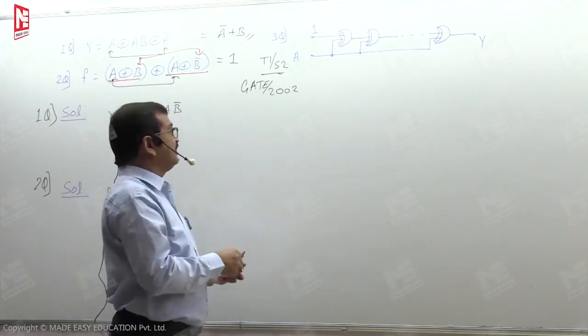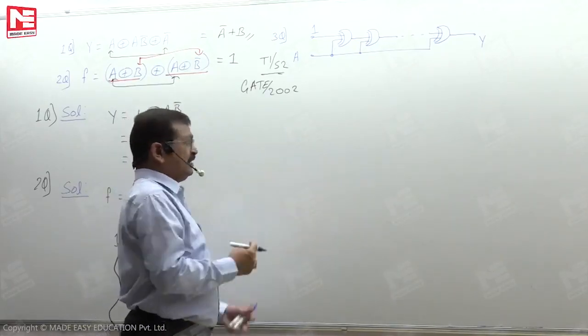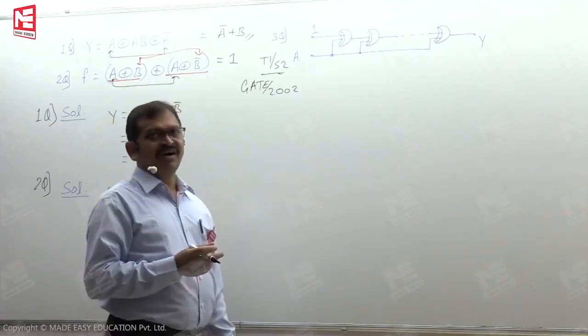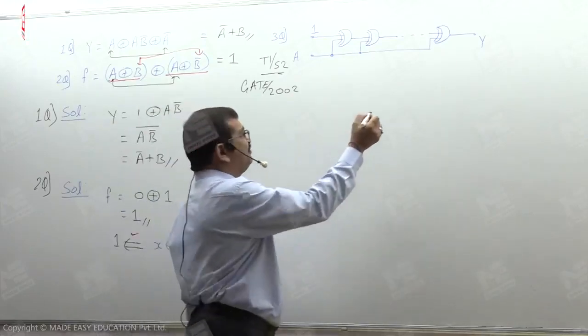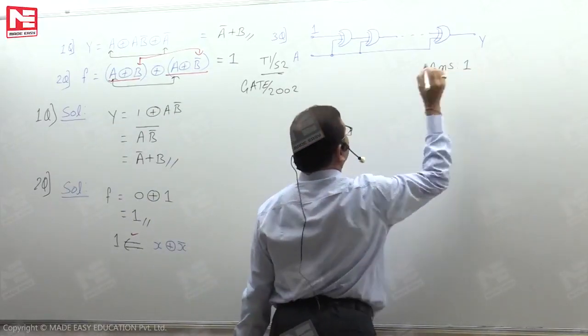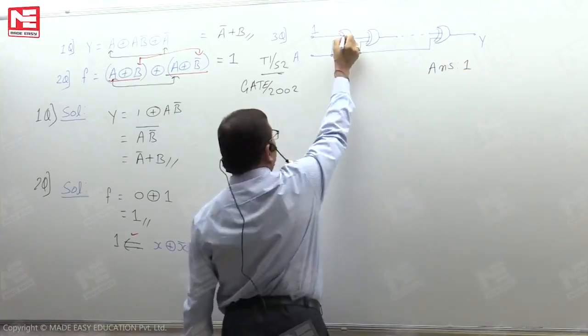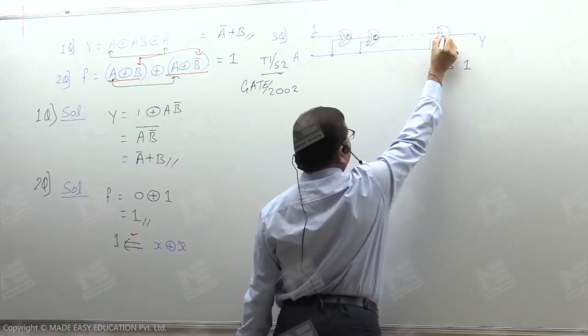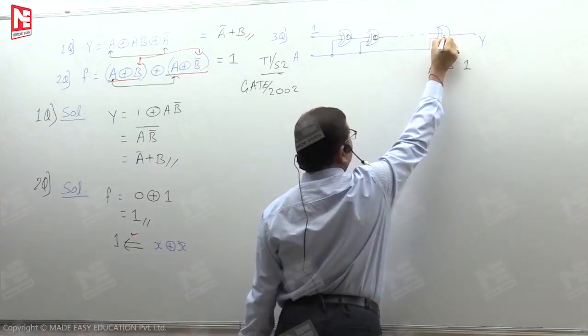Anyway, hopefully you might have tried it by this time. You might have identified the answer. The answer to this question must be 1. The question we are looking at is that 20 exclusive OR gates are cascaded as shown below.